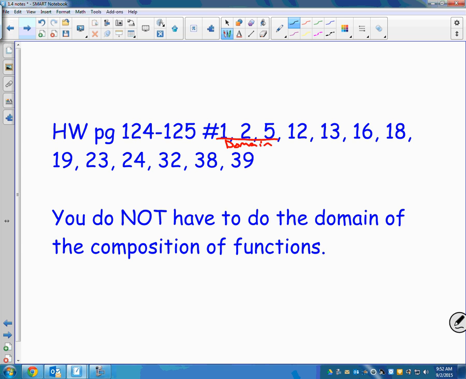So I wrote here, you do not have to do the domain of the composition of functions if you don't want to. If you want to look at it, if you want to talk about it tomorrow, we can. But I do want you to do the domain on 1, 2, and 5. This is why I underlined those. But the rest of them, like when they say do domains on 16 and 18 and 19, you don't have to do the domains on those. But we can talk about them tomorrow if you want.